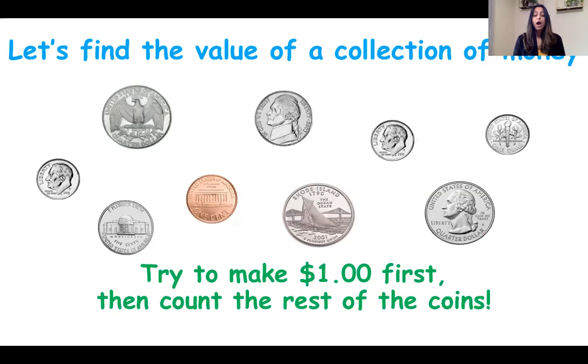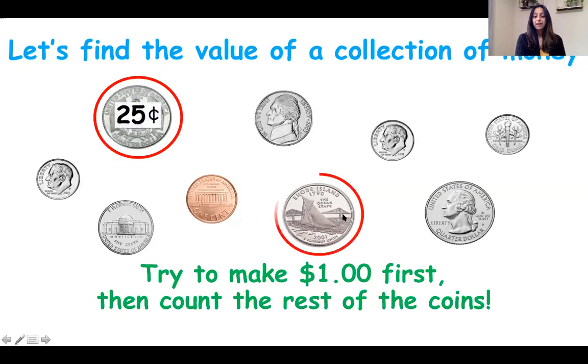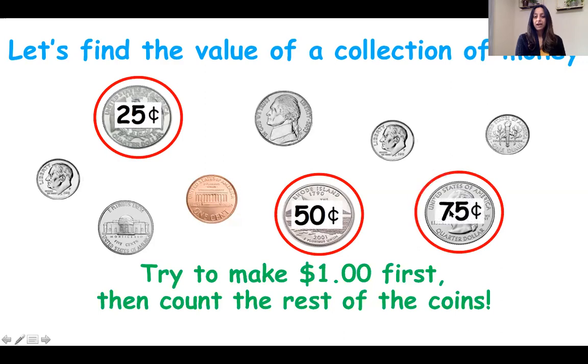So here I go. Out of these coins, I know that the quarter is worth the most. So I'm going to count all the quarters I can to see if I can get to $1. So here I go. 25 cents, 50 cents, 75 cents. Now I don't have any more quarters, so I can't keep going with quarters.